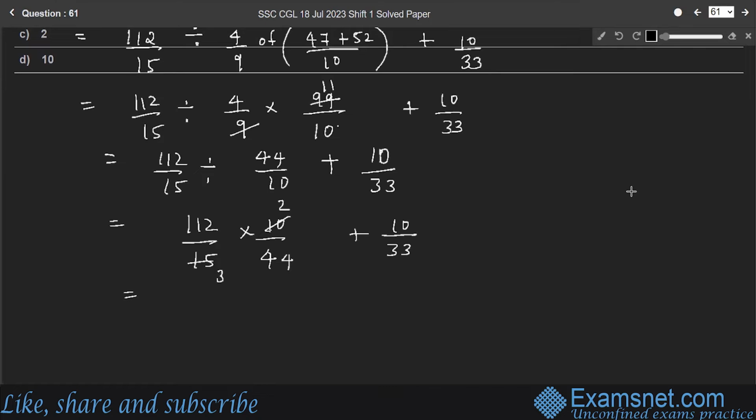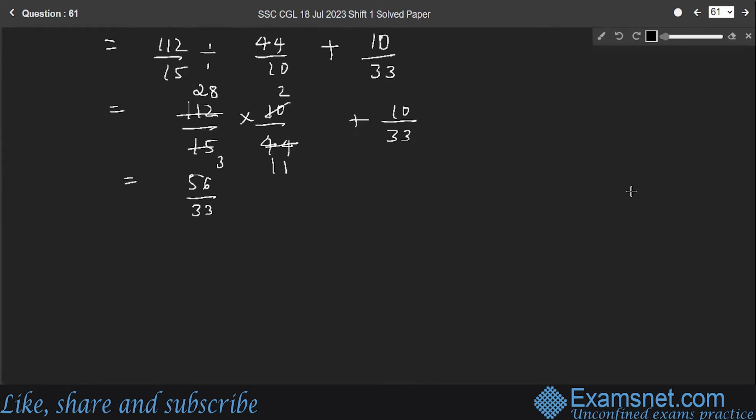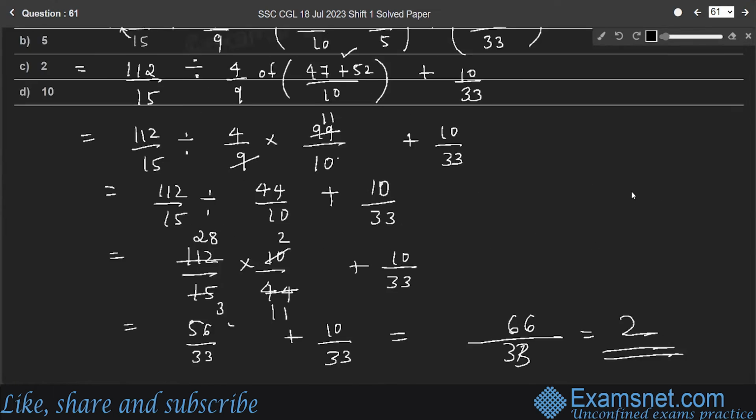Right? So go for 4. 4 into 2, 4 into 8. Then 4 into 1, 4 into 1. So it becomes 56 by 33. Right? 28 into 2 becomes 56 by 33 plus 10 by 33. So the answer is, so here 33 is the LCM, numerator becomes 56 plus 10, which is 66. So 66 by 33 is 2. Right? 2 is the answer.